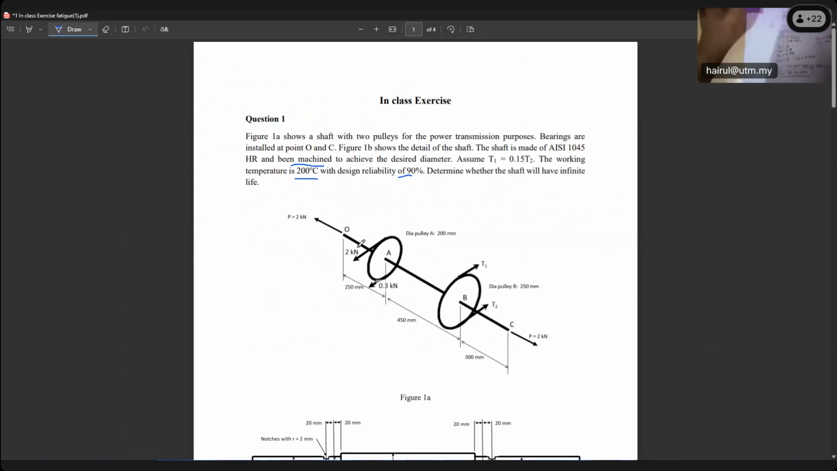This is not a normal case. It means the shaft has tensile stress, axial stress. And of course, based on the 2 kilonewton, the pulley mounting with T1, T2, the shaft is in bending. And also, between A and B, the shaft is in torsion. Torsional stress between A and B. But before A, from O to A, no torsional stress. After B, from B to C, also no torsional stress.